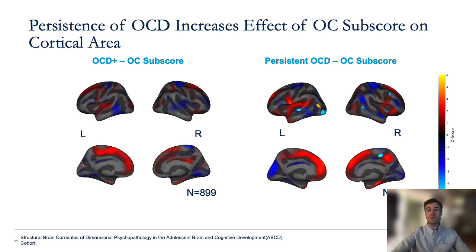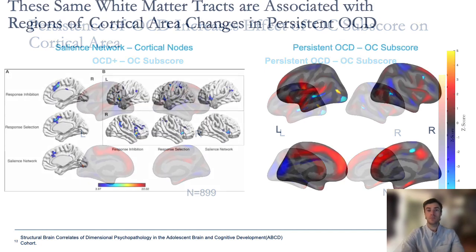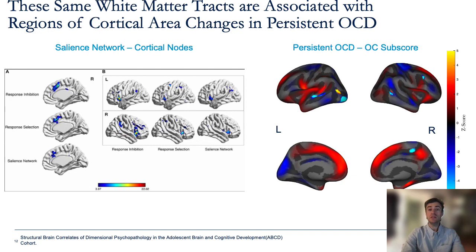Here we can see that when we model the effect of obsessions and compulsions subscore on cortical area, filtering for only kids who persisted with OCD over time, the effect is much more pronounced, becoming more obviously bilateral and increasing in effect size. So, what do these structural changes have to do with behavior or treatment?